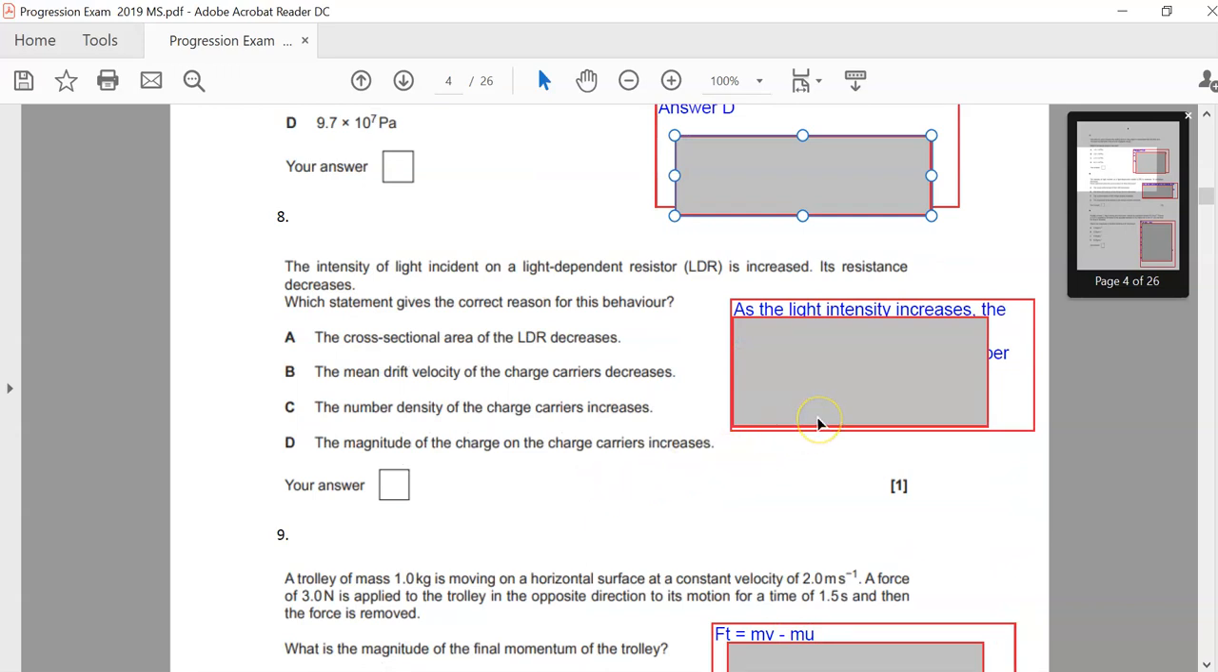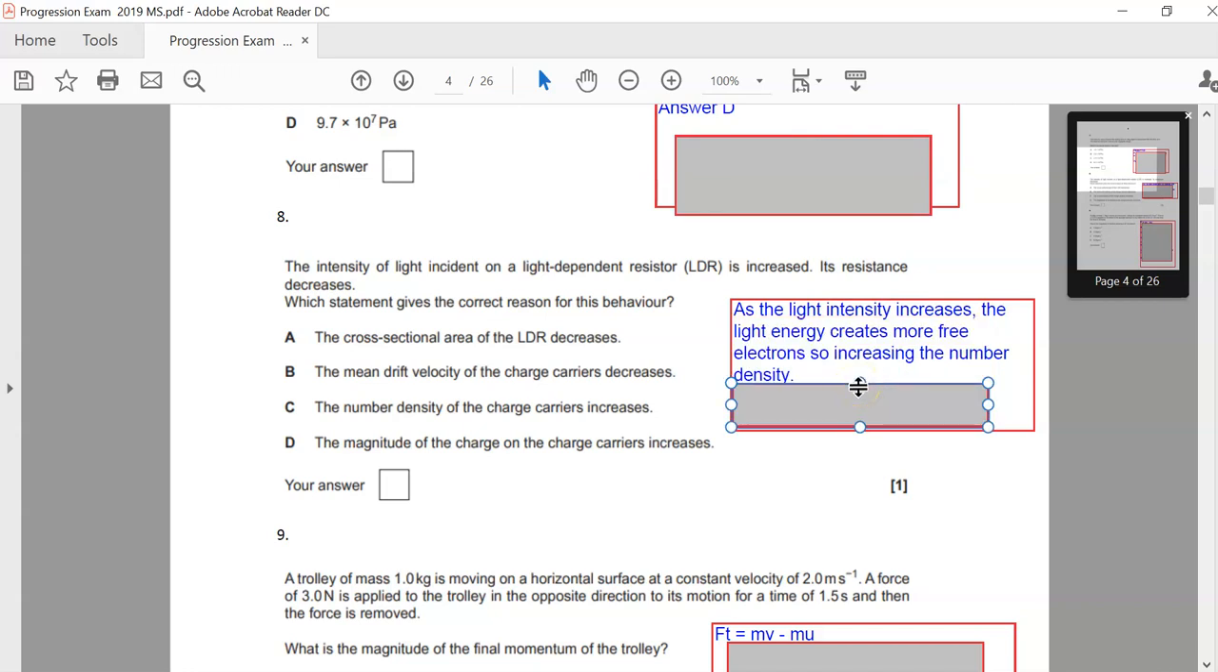Number 8. Really, this is straightforward if you remember what goes on with a semiconductor. Usually there's some way of increasing the number density. In the case of the LDR, as light intensity increases, what is it that's changing? Well, in the case of an LDR, as the light intensity increases, the light energy creates more free electrons. So we're ending up increasing the number density. And so the answer is C.